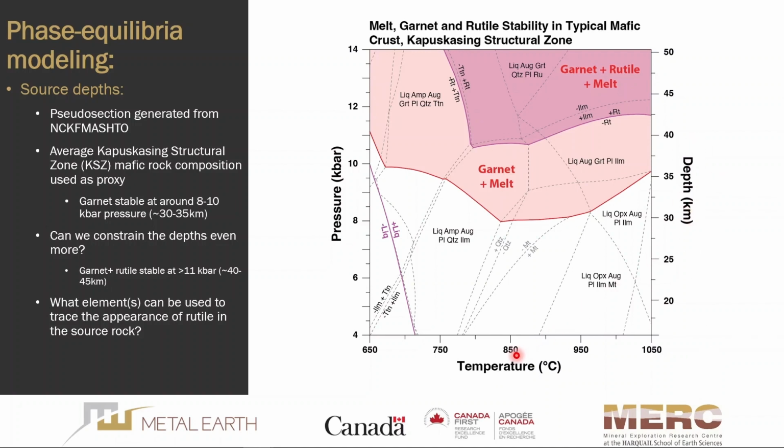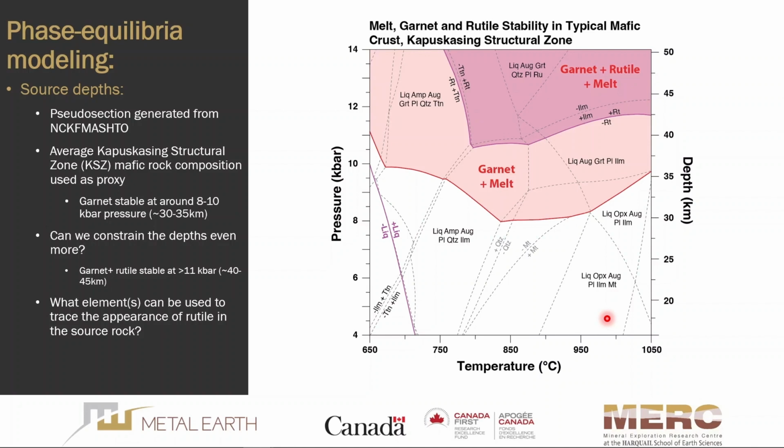And this modeling was done with an average Cap Casing structural zone mafic rock composition. So that was our proxy when we went in to do this modeling. And what we found out is that it seems like with this composition, you can have garnet stable, indicated here with the red line, around 8 to 10 kilobars pressure. So that means that you would have a source that could be at least 30 to 35 kilometers.